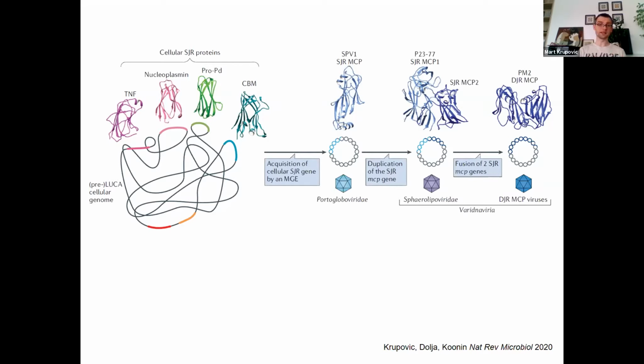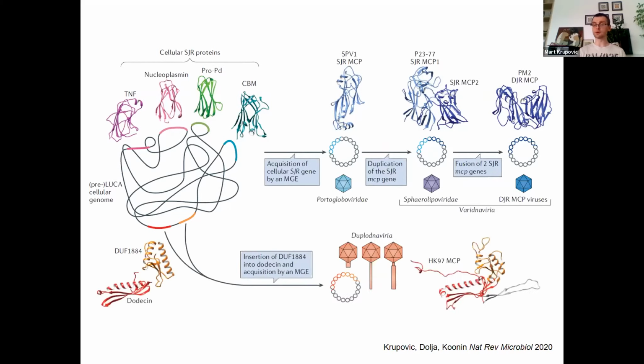Now, in the case of the second supermodule, the Hong Kong 97 supermodule, which includes all tailed phages, the story is pretty much the same again, although the source of the capsid proteins is different. In this case, the major capsid protein appears to be a composite of 2 different domains, the DUF1884 and the dodecin-like protein, into which this DUF has been inserted. And you can clearly see the similarity between these 2 domains and the 2 domains in the major capsid protein found in tailed phages.